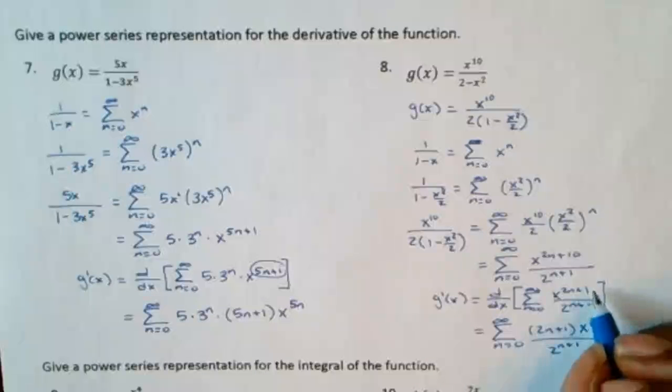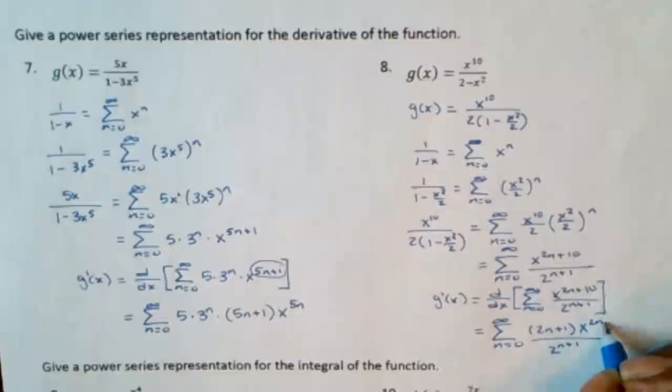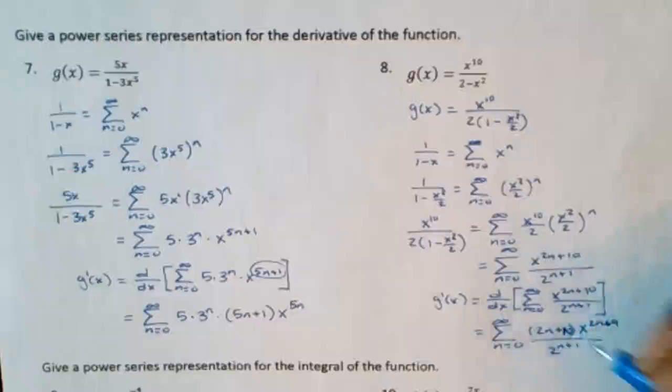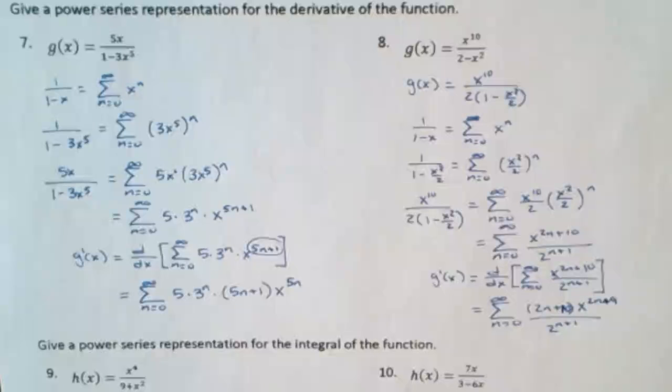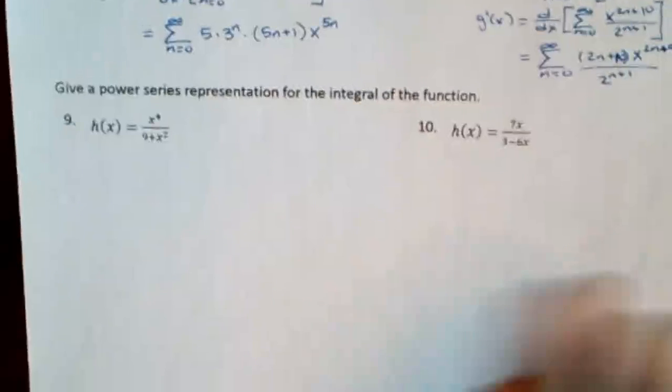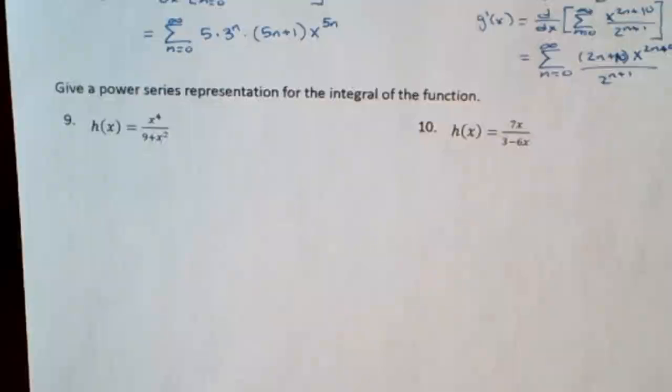Oh, sorry, this should have been 10 here, and so this should be 9 when I subtract 1. I dropped the 0 for some reason. All right, so again, 2n plus 10 times x to the 2n plus 9, all over 2 to the n plus 1. All right, so for the last section, we have to find the integral.